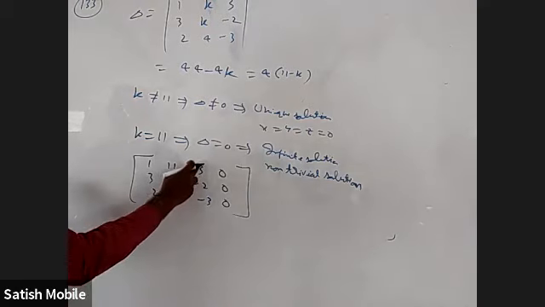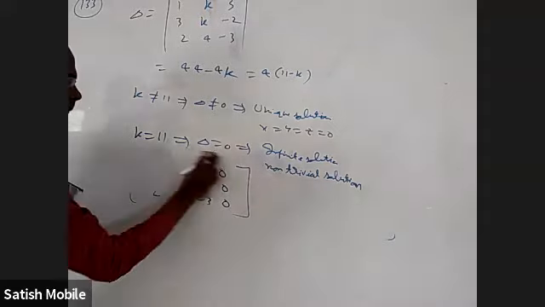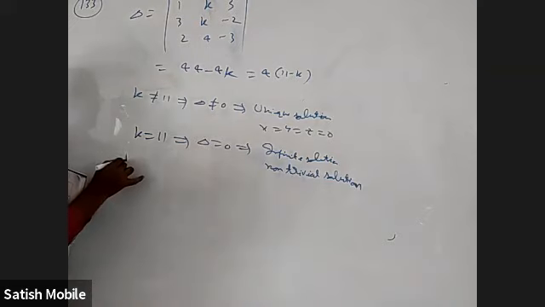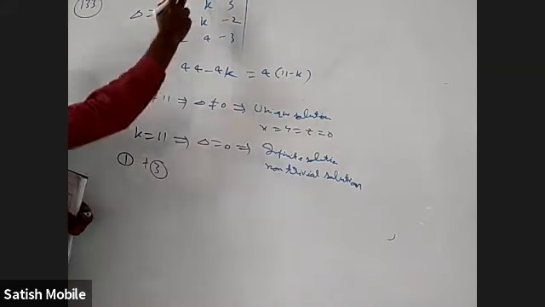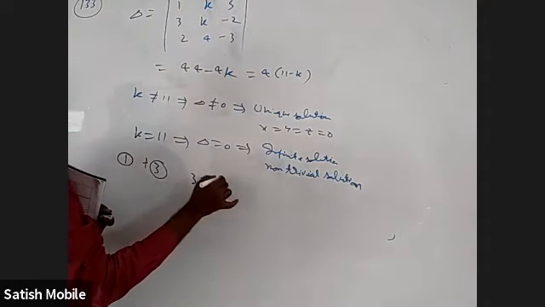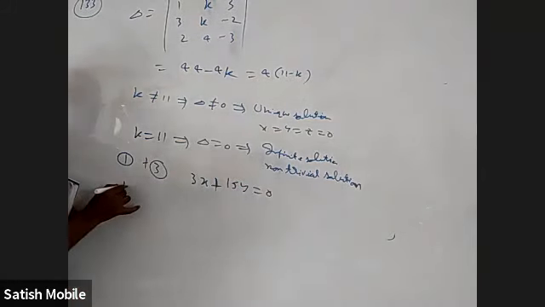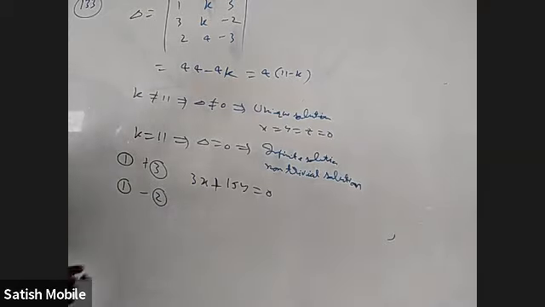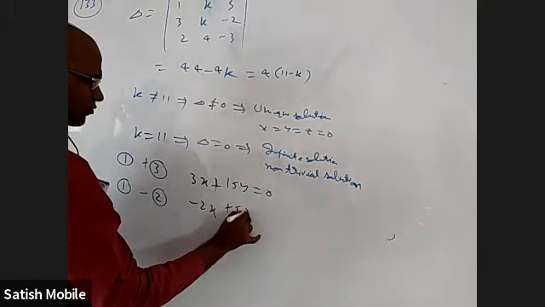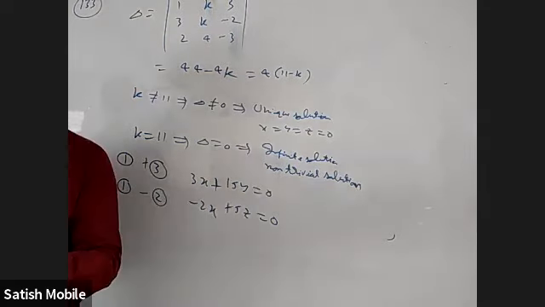If I add these two, z will go, and I'll get a relation between x and y. Let me do it in a non-standard method. After putting k equal to 11, I'm going to take equation 1 plus equation 3, so that z goes. This will become 3x plus 15y equal to 0. I'm also going to do equation 1 minus equation 2. When I subtract, I'll get minus 2x, y gone, plus 5z equal to 0. That is good enough for me. I will get the x to y to z ratio.